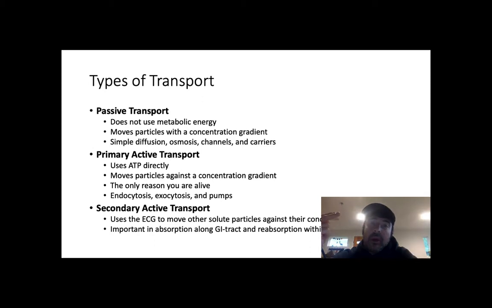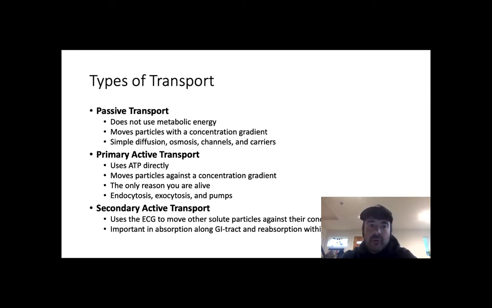Now, secondary active transport also moves solute particles against their concentration gradient, but what it does is it couples the particles that are created during the primary active transport processes such as sodium. It couples the movement of sodium particles to other particles, and it uses the electrochemical gradient to move particles against their concentration gradient. And that'll make a lot more sense when we see the images and things like that of secondary active transport.